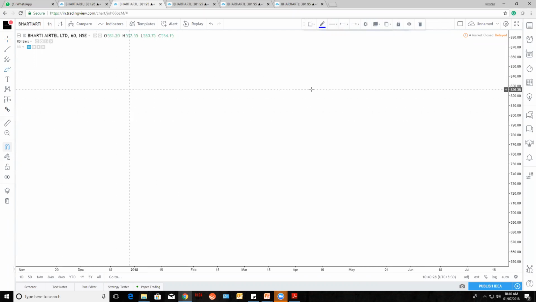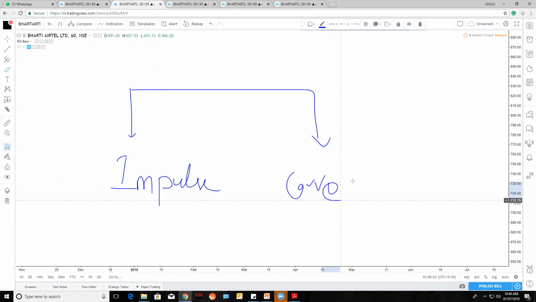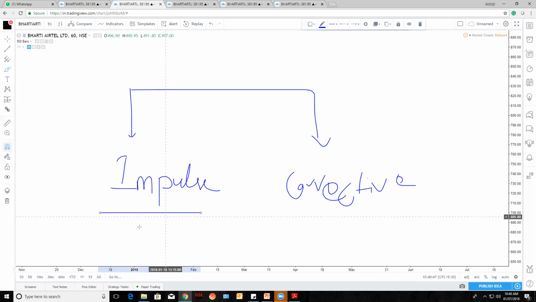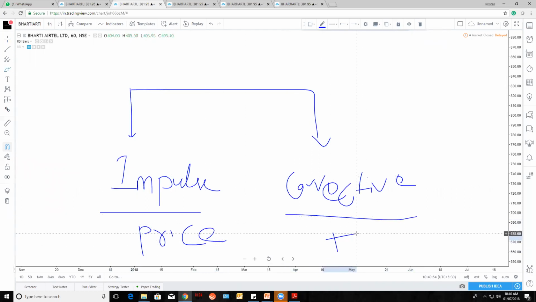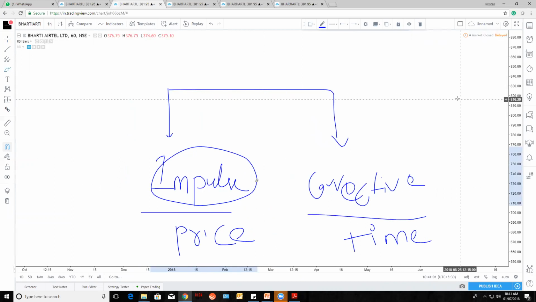Yesterday we learned a little about impulse and a little about correction. This is an impulse and this is a corrective wave. Impulse waves are seen in price action; price is very important, so you need to see them in terms of price. Corrective waves you need to see in terms of time, because impulse waves take less time, they are sharp in a move. Let's take the difference between these.